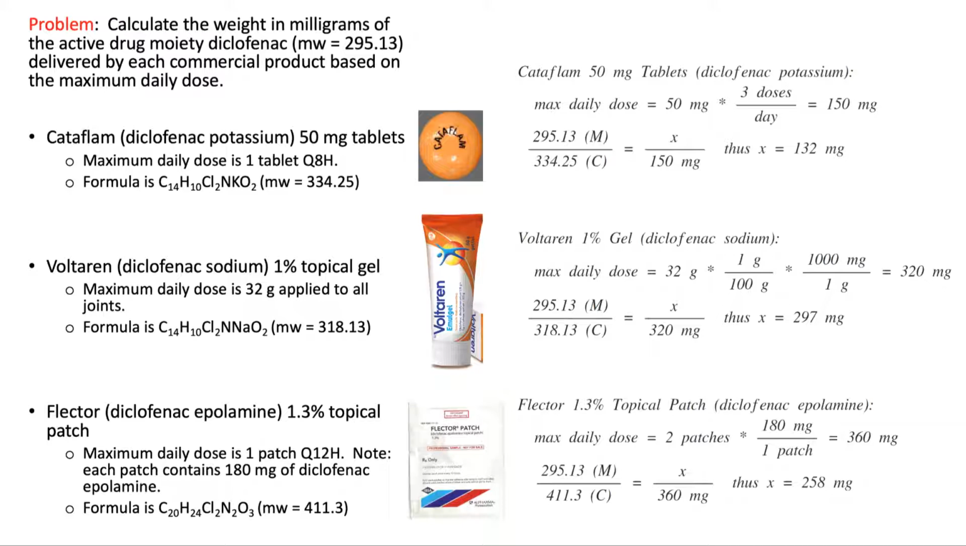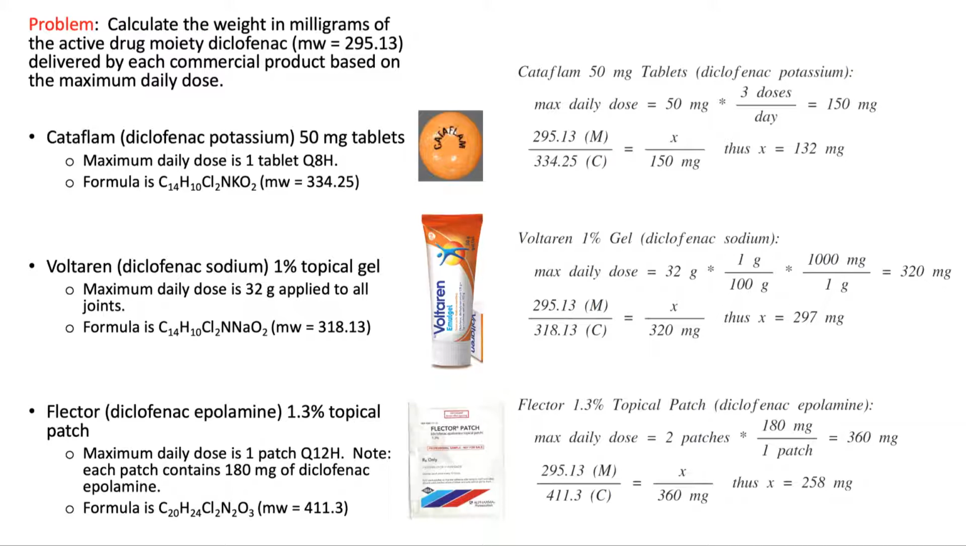Well, let's take our 295.13 molecular weight for the moiety over the molecular weight of the diclofenac epolamine, which we were given as 411.3. So if we set up that ratio and set that equal to X over what we're getting on a daily basis, which was 360 milligrams, now we again solve for X. And we see that in using the patch at its maximum daily dose, we get 258 milligrams of the active moiety diclofenac.